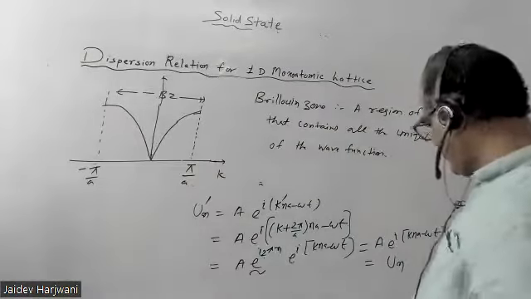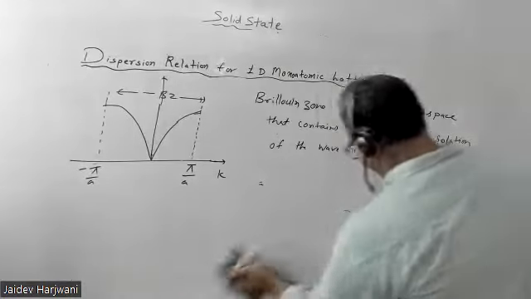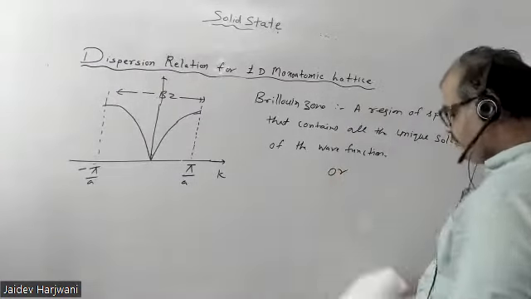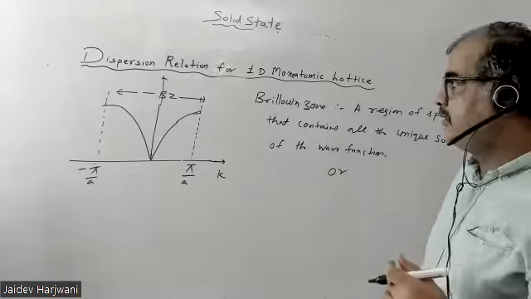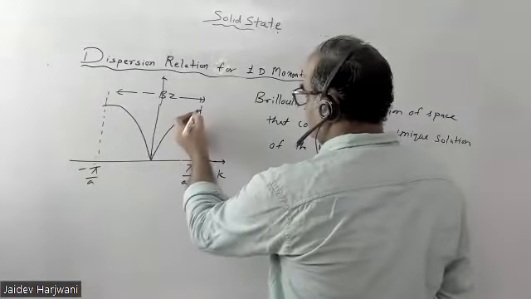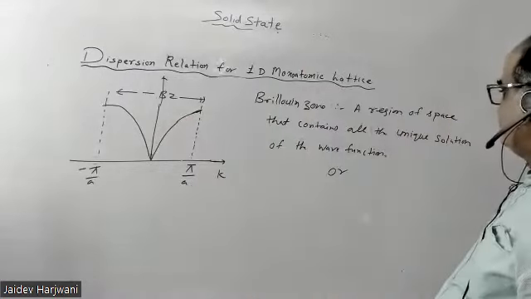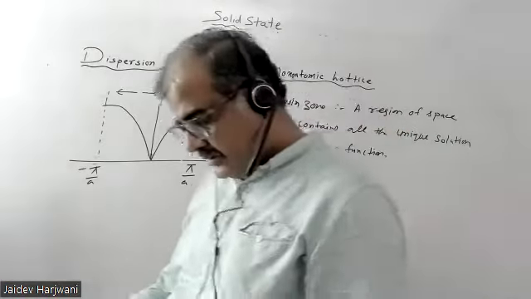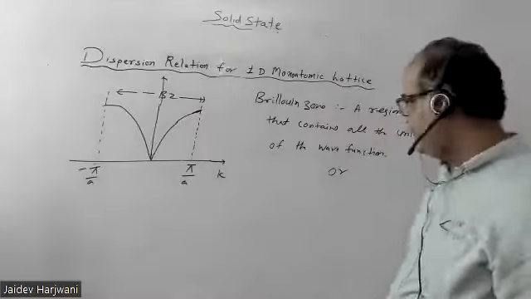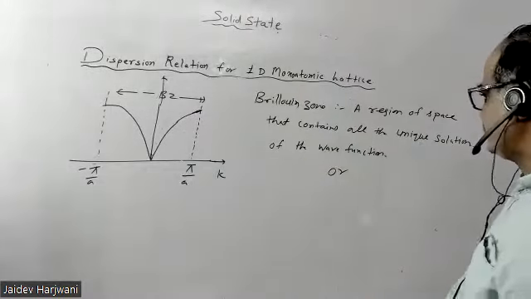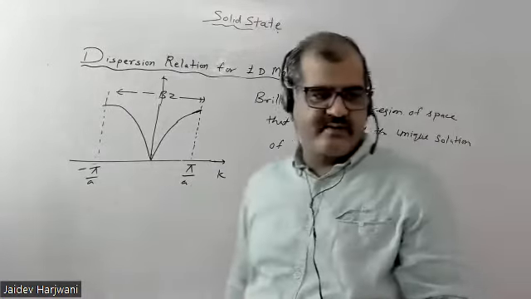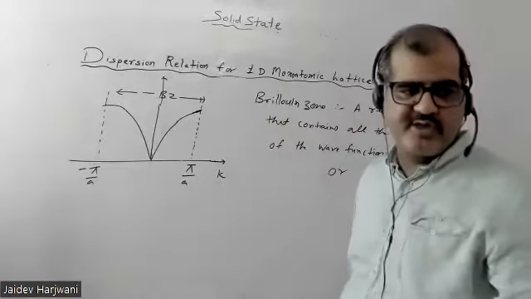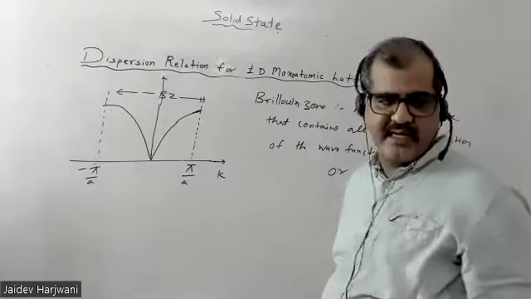Let me define it some other way also. Sir, by wave function do you mean the lattice wave function? What we were writing just now, u n, that is the amplitude function. A region of space containing all the unique solutions: we have equations, and we are getting the solutions of those equations. The region of space which contains only unique solutions, that region is called your Brillouin zone.